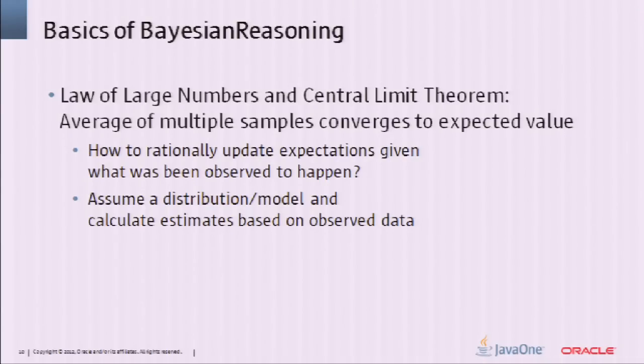So how do you rationally update your expectations of what those probabilities are given what you've observed? The way you do it is you make assumptions. So there are assumptions here. You assume a distribution, and then you update your estimates of that based on the observed data. So what might that look like?